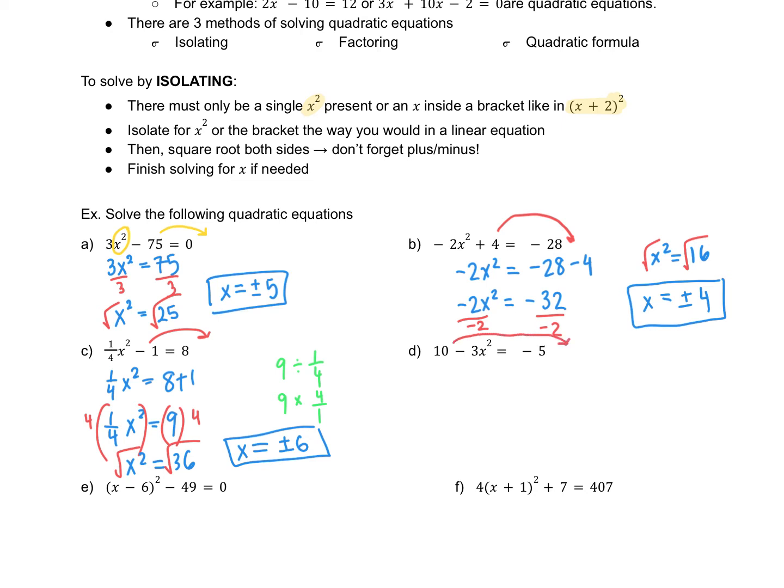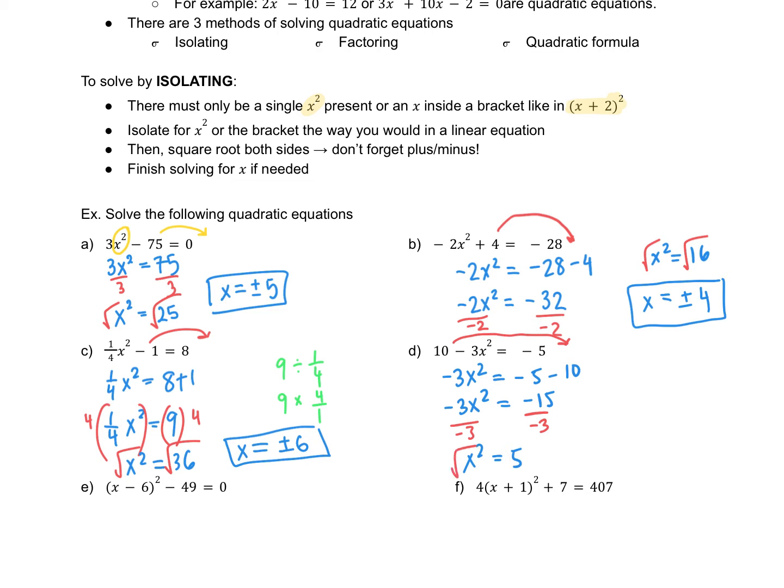So we should first bring the 10 over. So you're left with negative 3x squared equals negative 5 minus 10 to get negative 15. Then we'll divide both sides by negative 3. And actually something a little weird happens. When we divide, we get 5. 5 is not a perfect square.